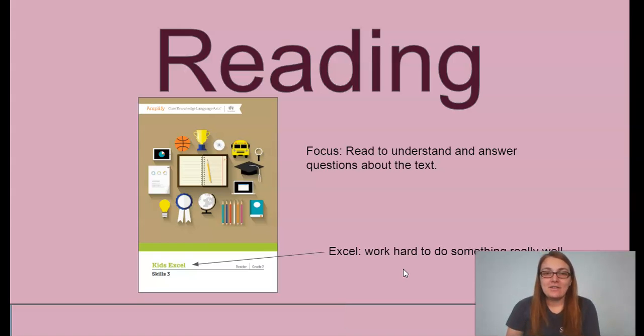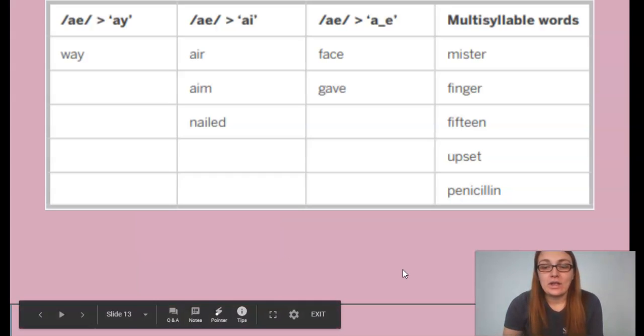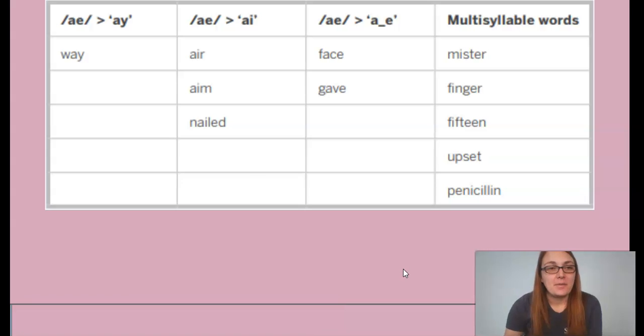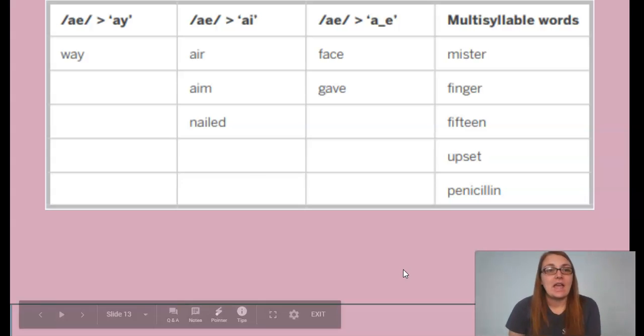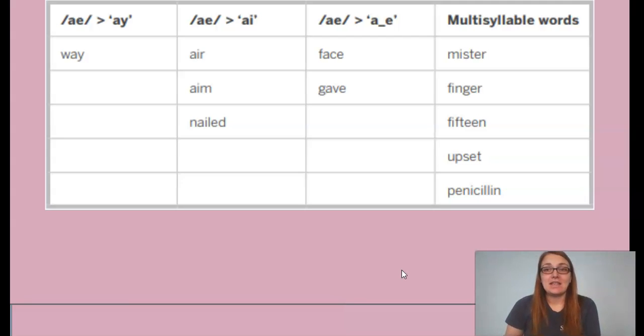Okay, our reading for today, we're still working in our Kids Excel story, reading the next story for the spelling bee. So some of our spelling words, AY like way, AI, we have air, aim, and nailed. A space E, we have face and gave, and our multi-syllable words, Mr., finger, 15, upset, and penicillin.